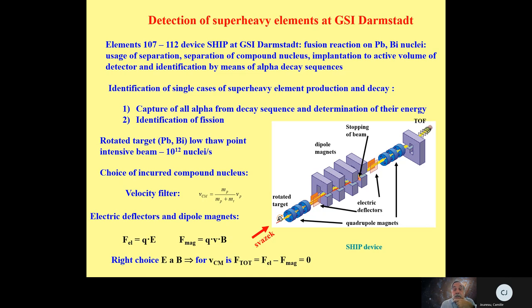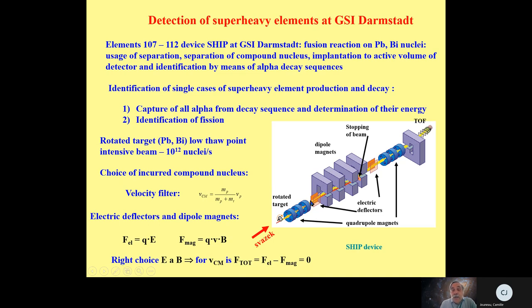And because of ionization, big energy is transferred to this target. That means there is very, very big heating, and it's necessary to have very effective cooling. And it was made by a rotated target.